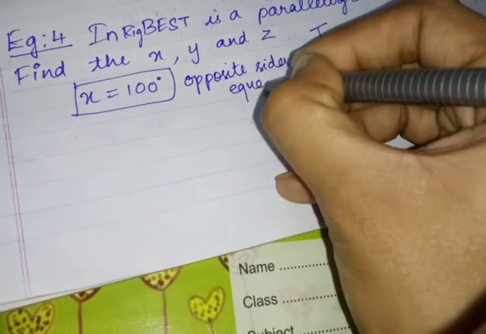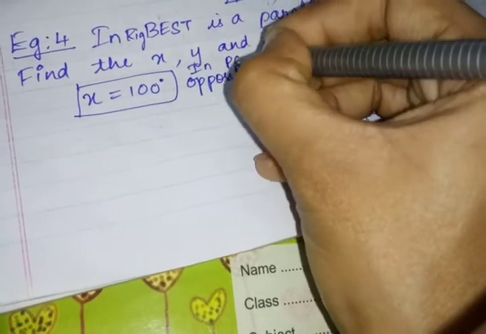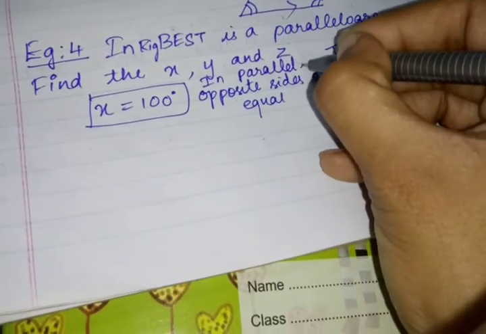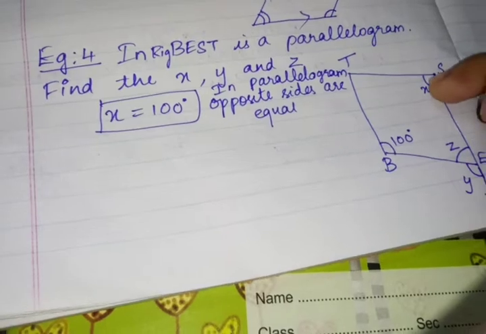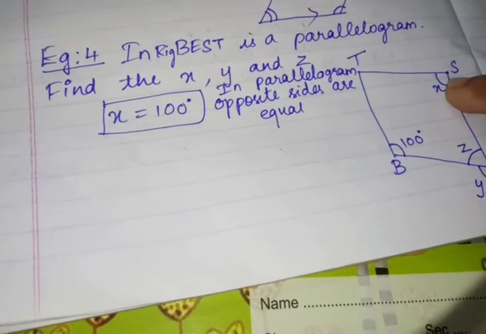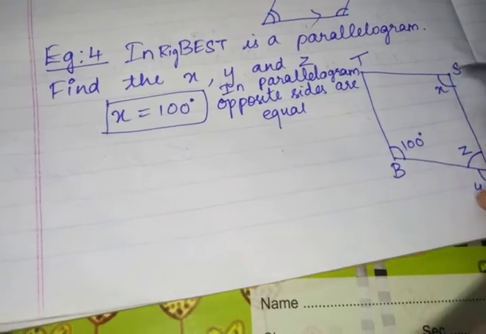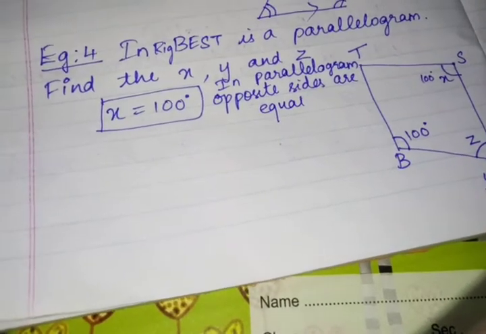Okay, in parallelogram you should write like this. In parallelogram opposite sides are equal. So x is opposite to 100. So x's value is 100. So here you got as 100, right?